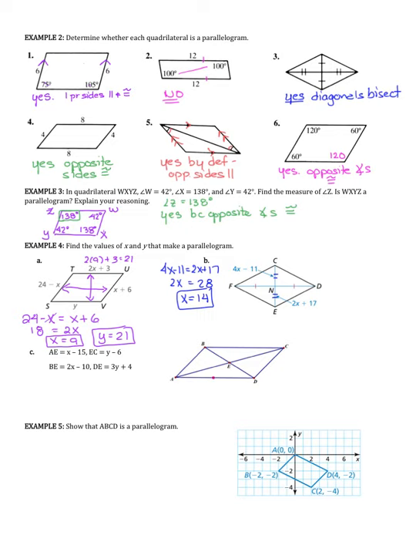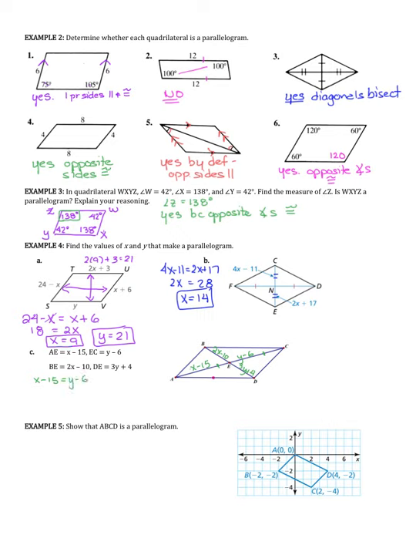Alrighty. Okay, so this next one, let's see what we have going on. AE is x minus 15, EC is y minus 6, and BE is 2x minus 10, DE is 3y plus 4. So what we have here is we're going to have to set up a system of equations. So remember, I have diagonals bisect each other, so I know that x minus 15 is going to equal y minus 6.